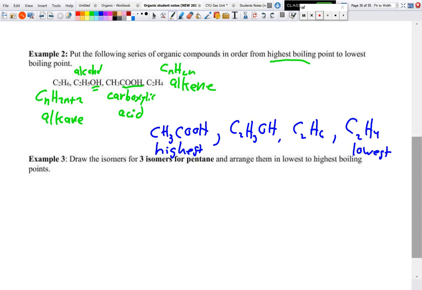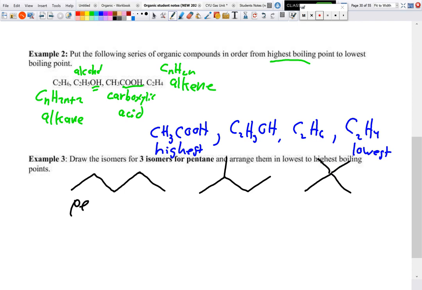Going down to example 3, our 3 isomers of pentane. We have our straight chain, which is just 5 carbons: 1, 2, 3, 4, 5. In order to draw an isomer, remember, we remove an end carbon and then put it somewhere in the middle. That means we're going to have a butane, which looks like this. And of course, our last isomer is going to look like this.